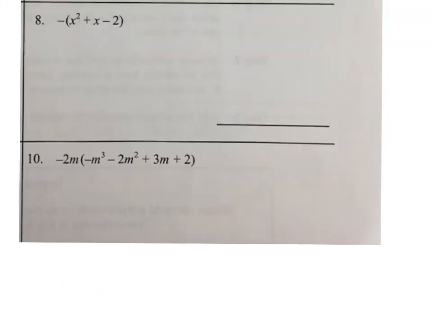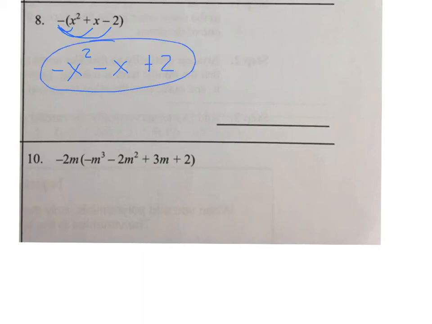All right, on number 8, all I see out in front is a negative. When all you have in front is a negative, you just take the negative and distribute it. Distributing a negative is easy. All it does is change the sign of everything. So I'm going to distribute the negative to all three terms, and it just changes the sign. So I'll have -x squared minus x plus 2. And so that's my answer right there.